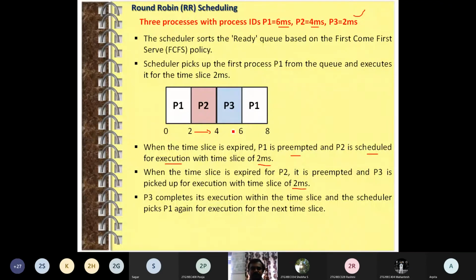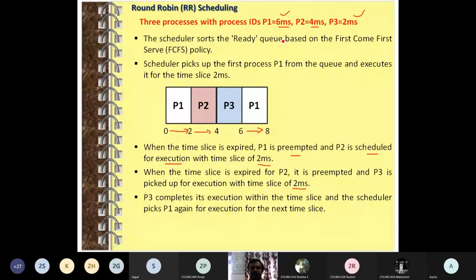After P3, P1 is next, because P1 has to run for the remaining 4 milliseconds, because it needs a total of 6. So the next 2 milliseconds is scheduled for P1 to be executed. After that, it still needs 2 milliseconds to complete its process.